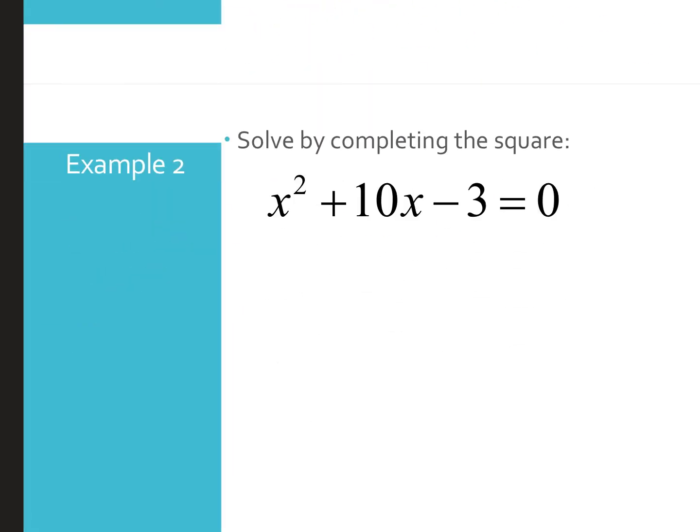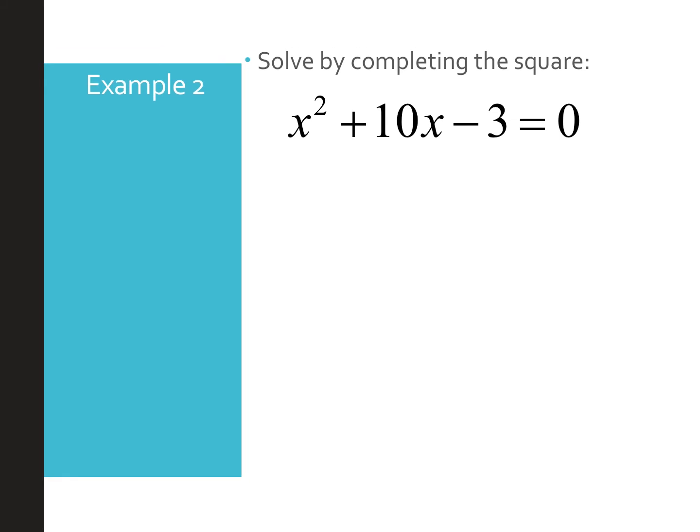Okay, let's try another. All right, so example 2, if I'm completing the square, step 1, and this is really important, make sure you have an A value of 1, which we do. So then you're going to move the constant to the other side, and you're going to add in some blanks.